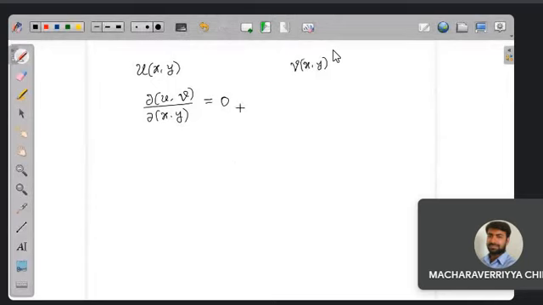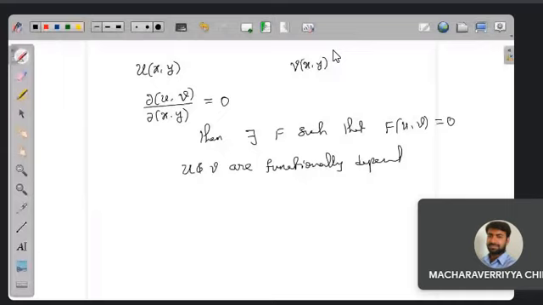there exists a function f such that f of u comma v will become 0. It means these two functions u and v are functionally dependent. You know what is linearly dependent, right? If there exists a linear combination that is equal to 0 where not all scalars are 0, then you say it is linearly dependent. Now we say these guys are functionally dependent if there exists a function so that f of these guys is equal to 0.